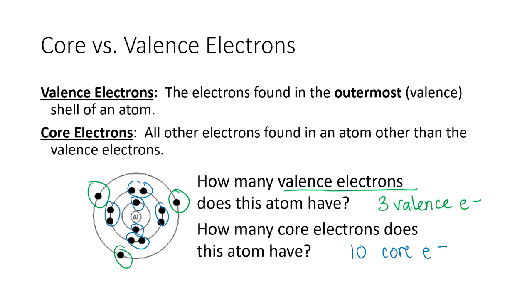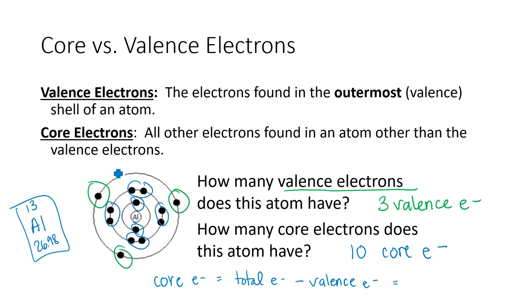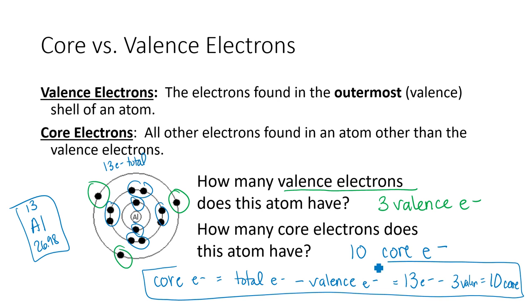The other way I could do this is with some subtracting. The core electrons are going to be the total number of electrons minus the valence, because everything that is not valence is going to be core. In this case with aluminum, I know from the periodic table that aluminum has an atomic number of 13, which means it has 13 protons and 13 electrons. So there are 13 electrons total in this picture, and 3 of them are valence, so I must have 10 core electrons. That's another way you could figure out the core electrons, by doing some subtraction. We just did it here by counting, but I wanted to show you that. Okay, so that's what valence electrons are, the ones in the outermost shell.